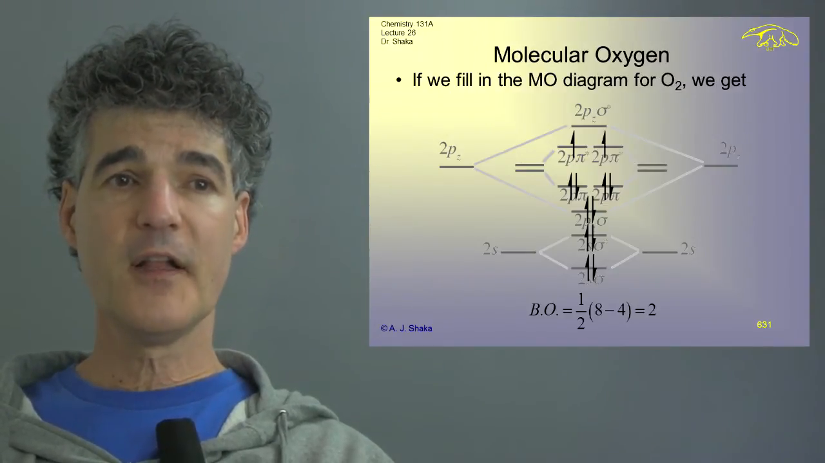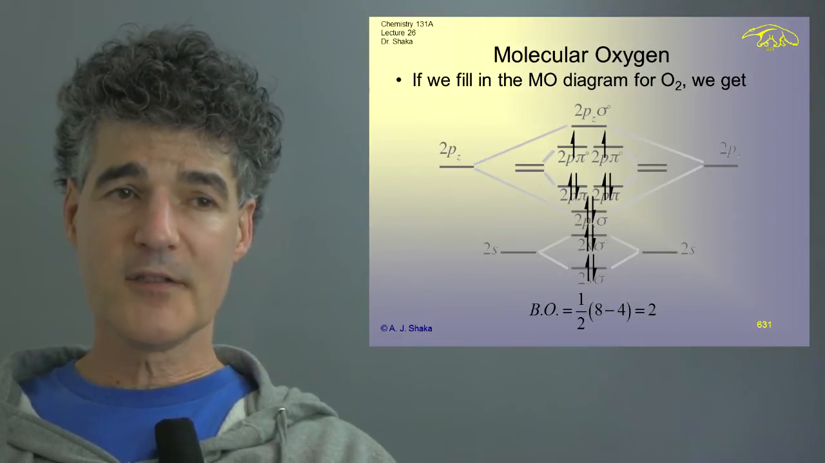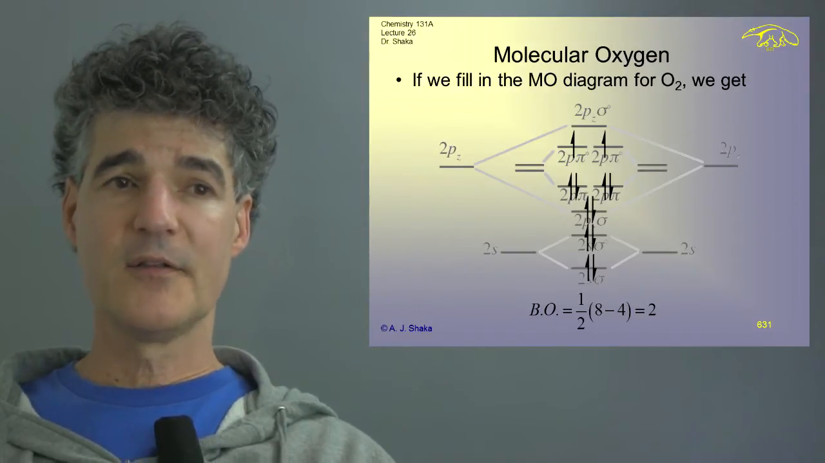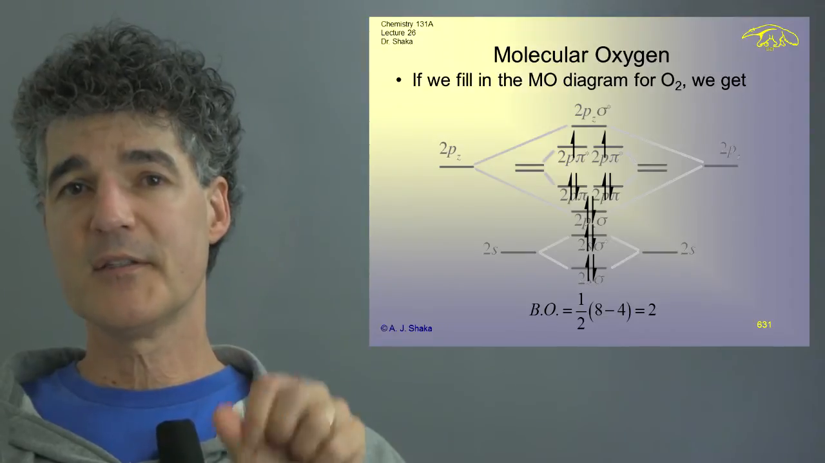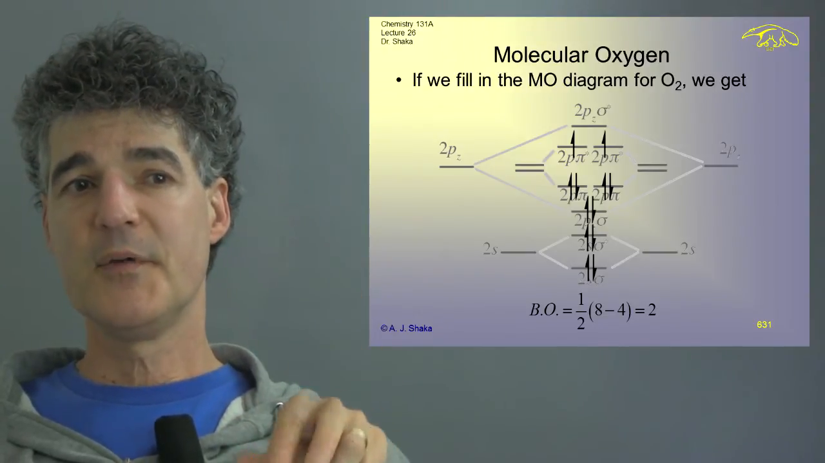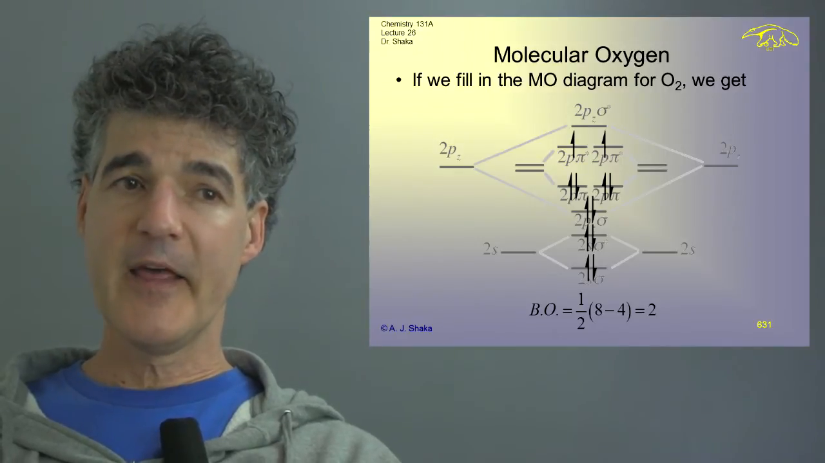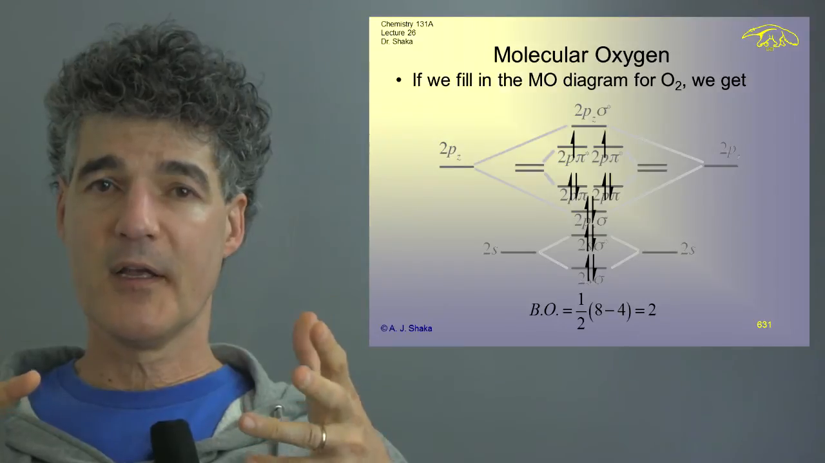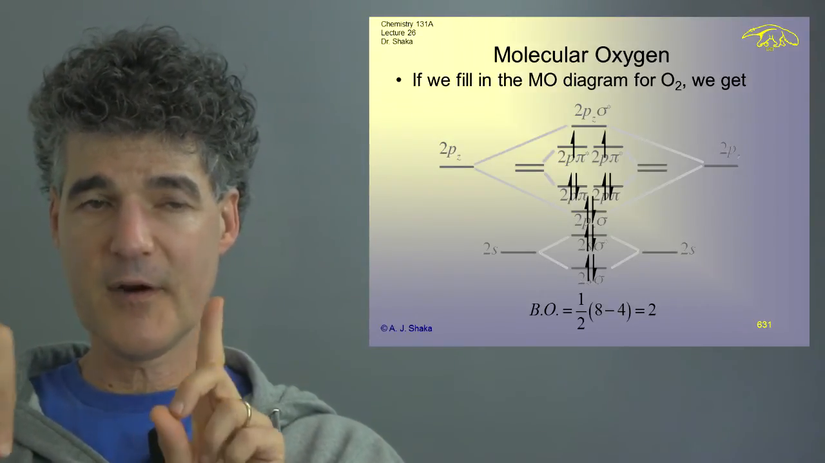So let's fill in the oxygen MO diagram. Oxygen has 6 electrons. It's in group 6. So there are 12 total, and I filled them up. 2 in the bottom, 2s sigma, 2p sigma, and then another pair in the 2p pi. And then the 2p pi star, the 2 anti-bonding side by side, out of phase, either this way or that way.